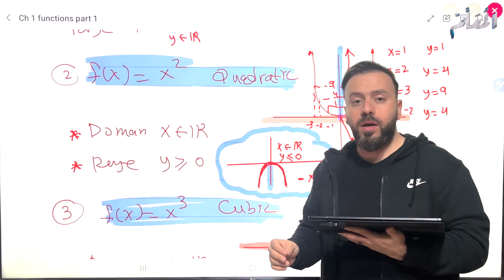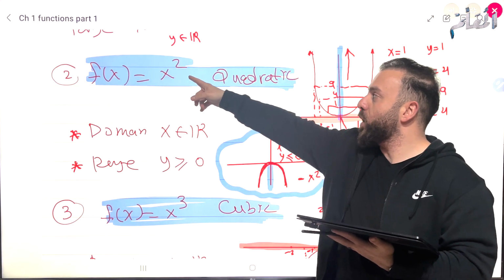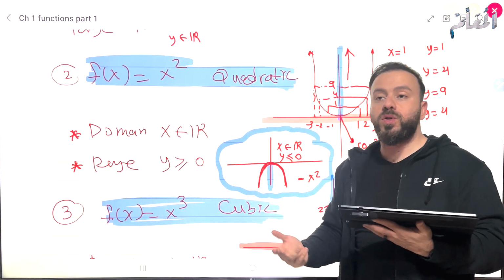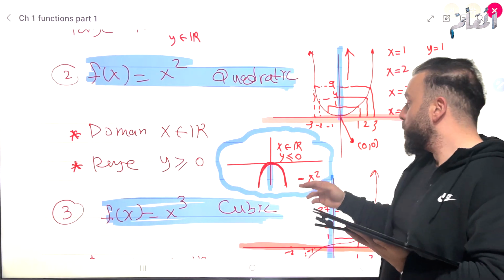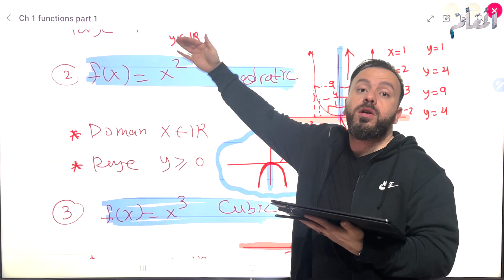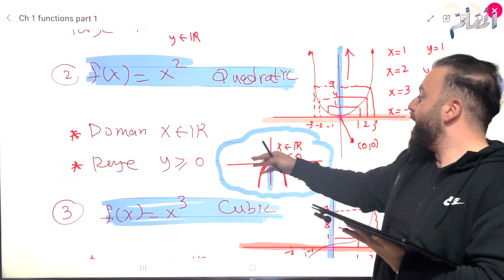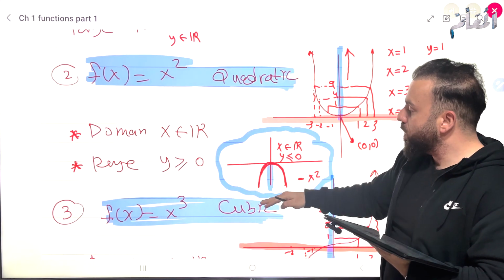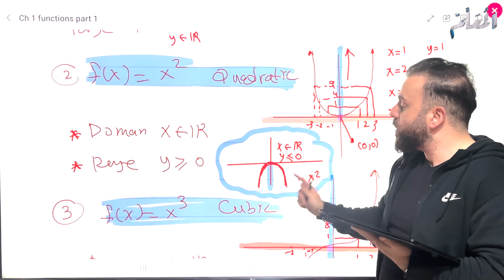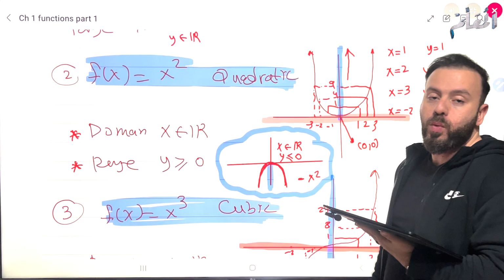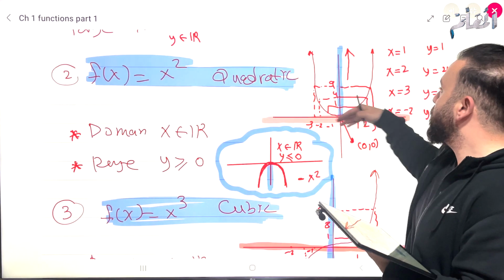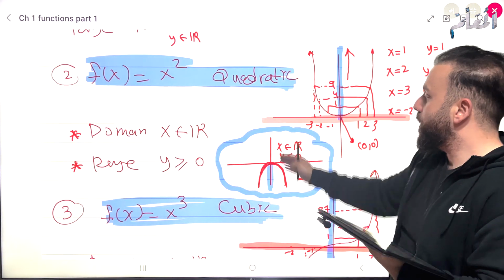One of the other forms of the quadratic function is negative x squared. Of course, in the upcoming videos, I'm going to explain the transformation. So negative x squared is the same quadratic function, but reflected across the x-axis. As you can see, it's downward. So the domain remains all real numbers, but the range is y less than or equal to 0. So these are the quadratic functions, the shape of a parabola, upward here and downward here.